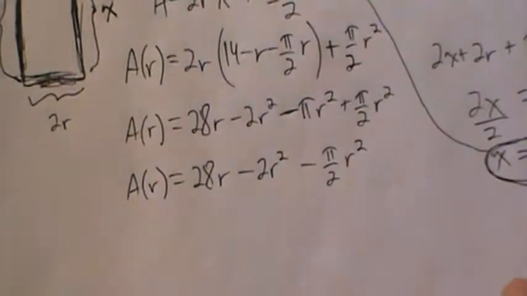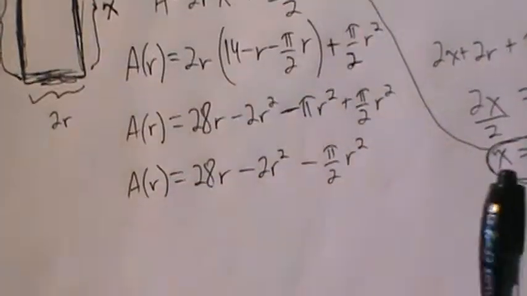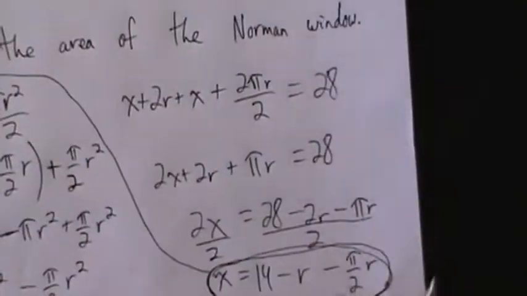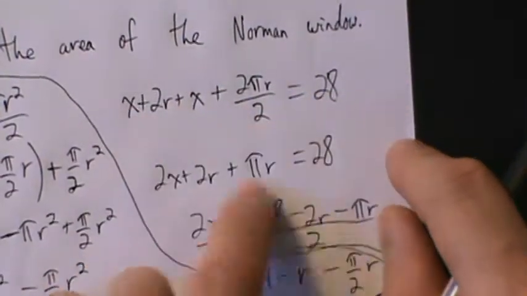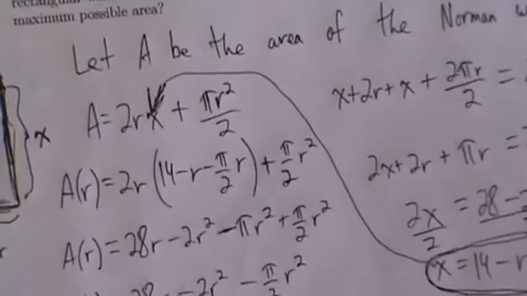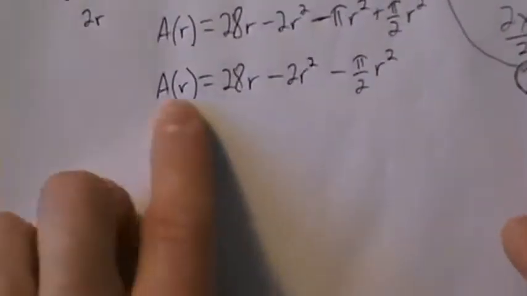So that's it for step 3, reduce the equation to one with a single independent variable. Okay, and this may require secondary equations that relate the variables to each other. So this is our secondary equation here, describing the perimeter. So this related x and r to each other like this. We use this, stuck it into our area equation to get the area equation in terms of just r. So now we can do calculus on this.